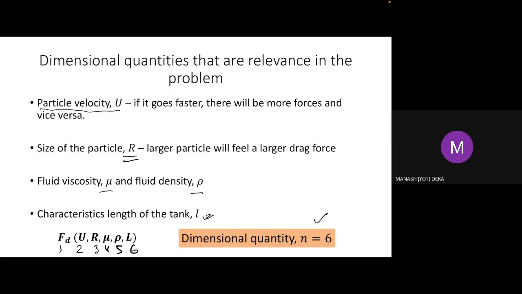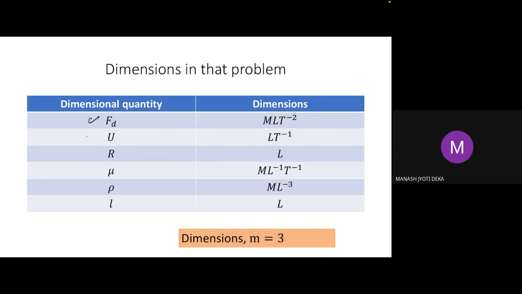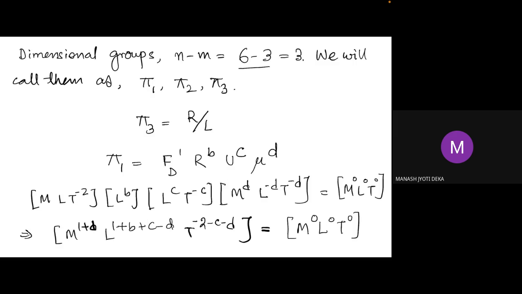If you write down the dimension of each and every term, for drag force we can write the force dimension, and similarly we can write all the dimensions. Here you see this M, L, T, all three are present. So the total number of dimensions we are using in this problem is 3. So the number of pi groups for this problem will be n minus m, which is 6 minus 3, equal to 3. So we have to have 3 pi groups which are non-dimensional.